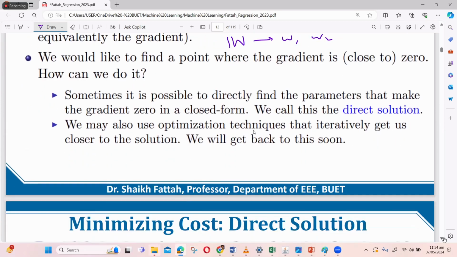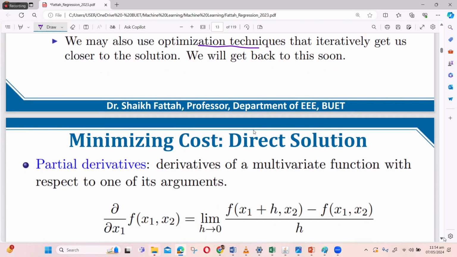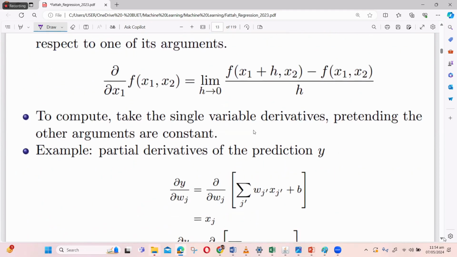And for that case, we'll be using some optimization technique that I am not covering today. We'll be discussing it next day. I am only giving you the idea that we have to do this type of derivative.